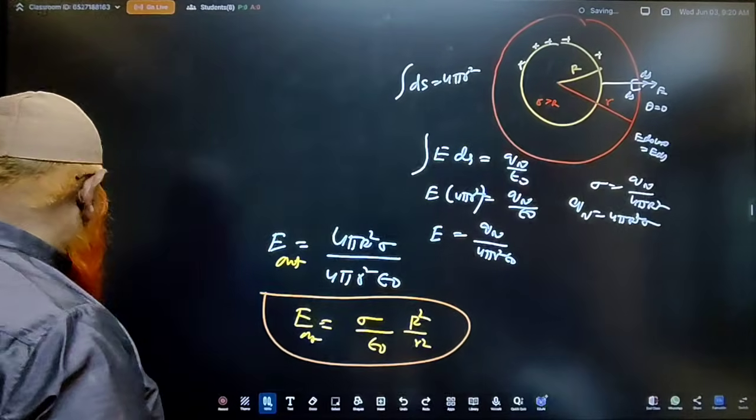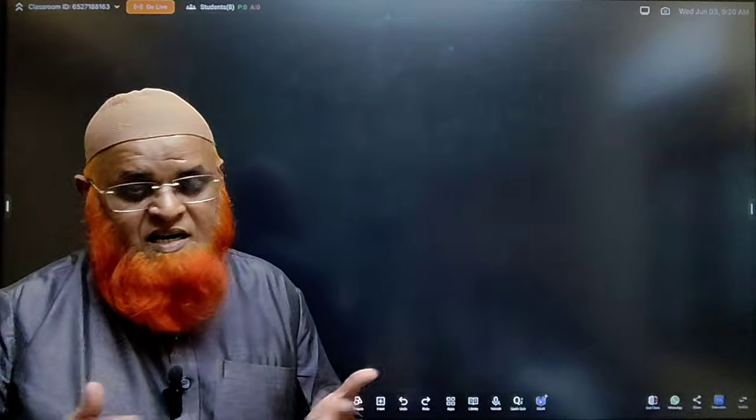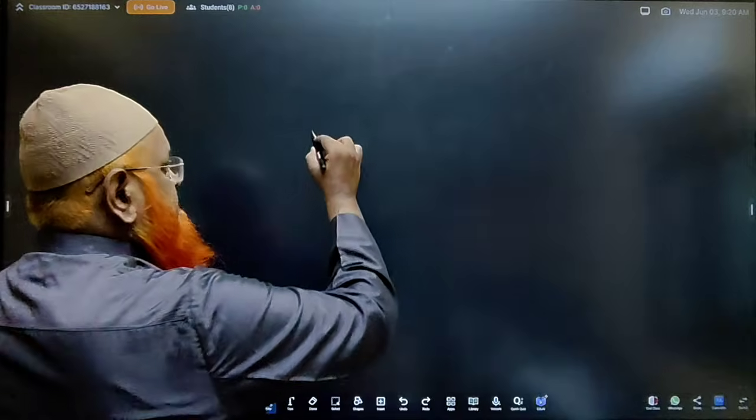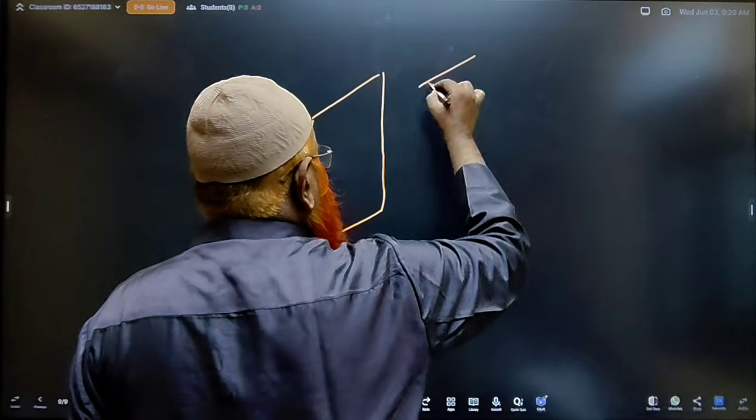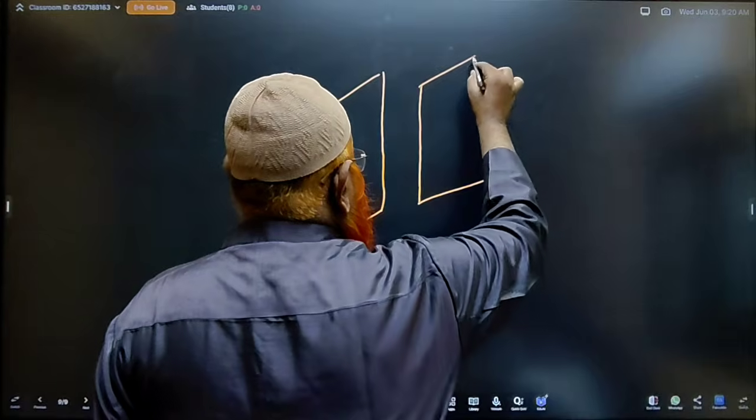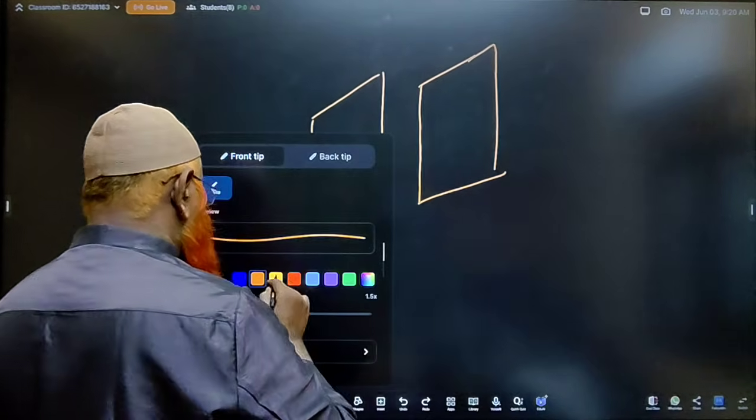Now let us go for the topic called capacitors. So you know that a capacitor is having two plates. A capacitor is having two plates. How do you construct a capacitor now?